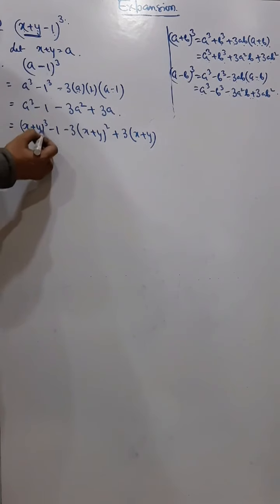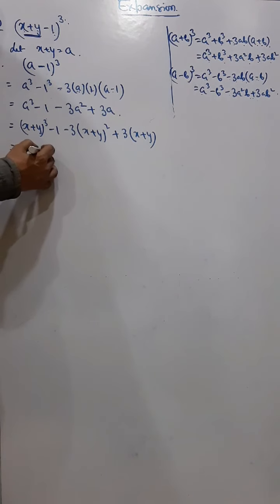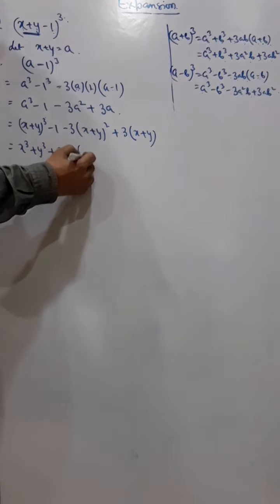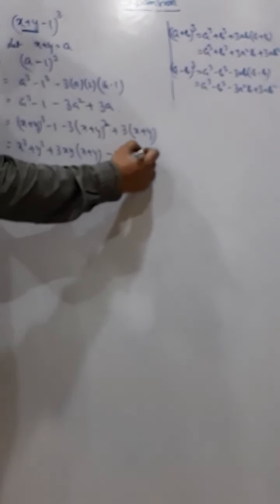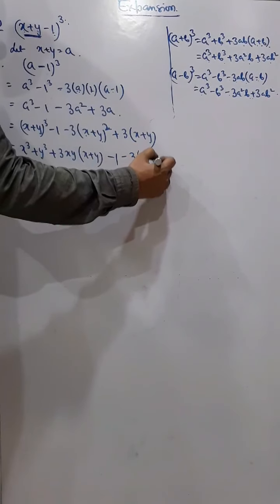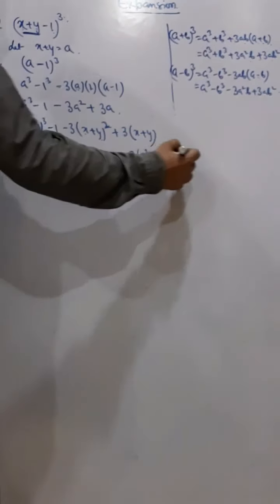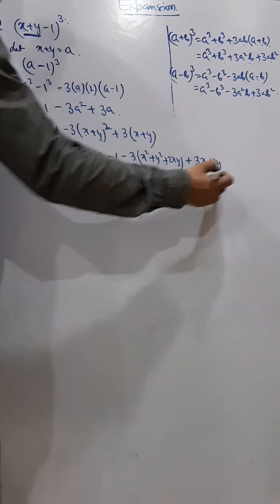Again you use a plus b whole cube here, so that is a cube plus b cube plus 3 into a into b bracket a plus b. Okay, then minus 1, and then this you have minus 3, and then a plus b whole square, you got a square plus b square plus 2ab, and then plus 3x plus 3y.